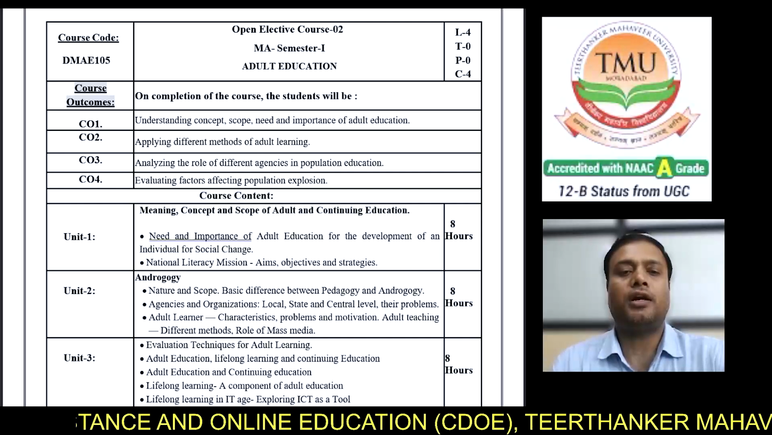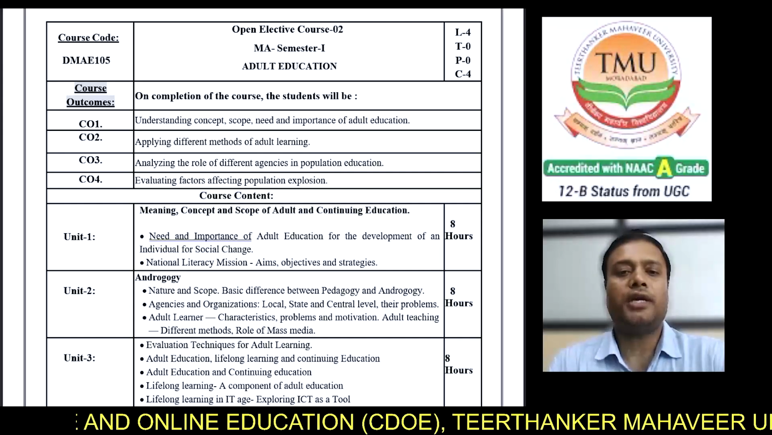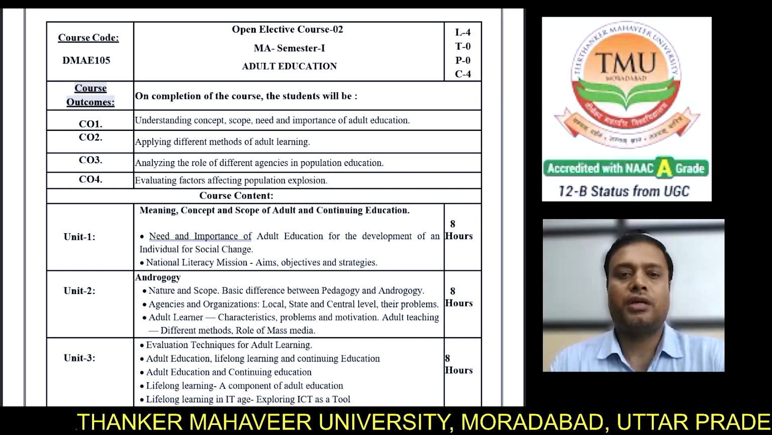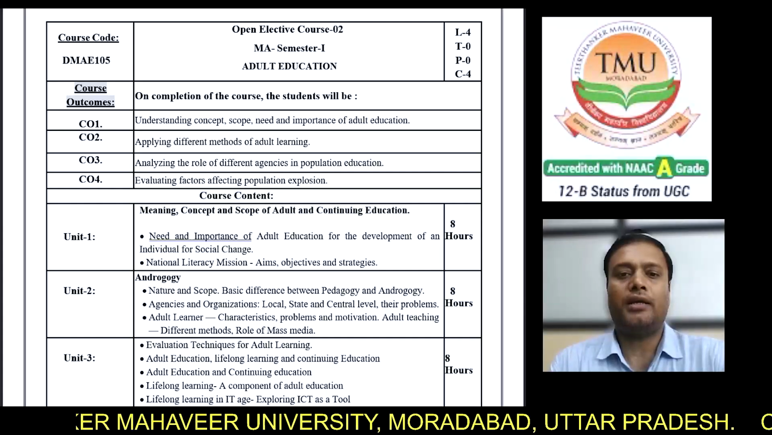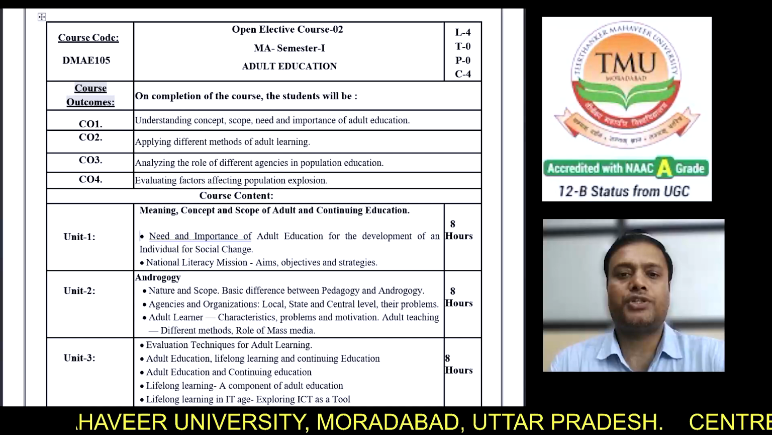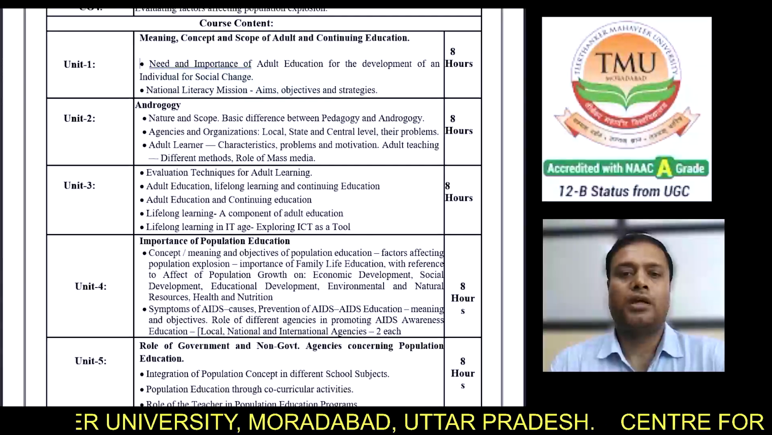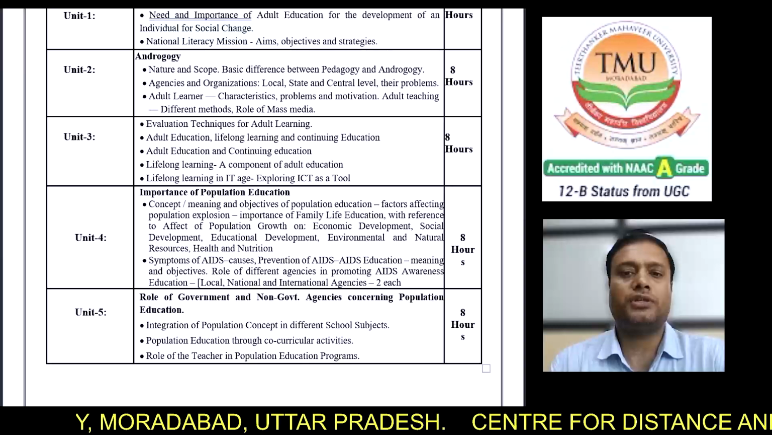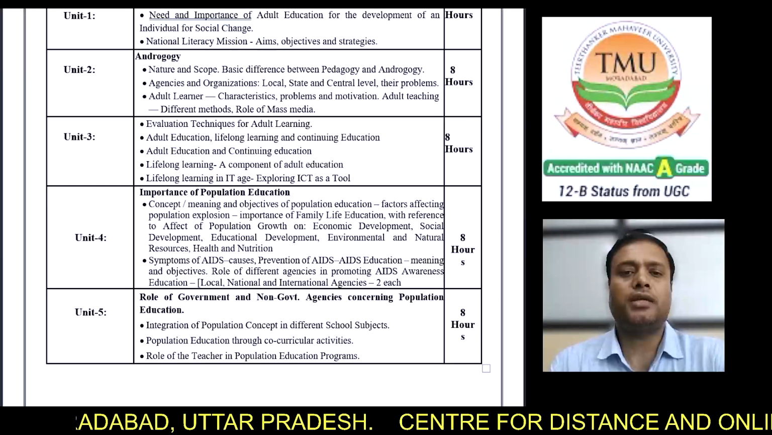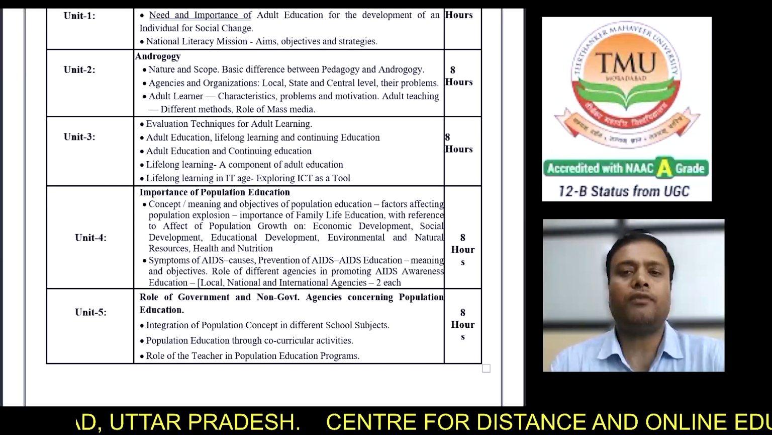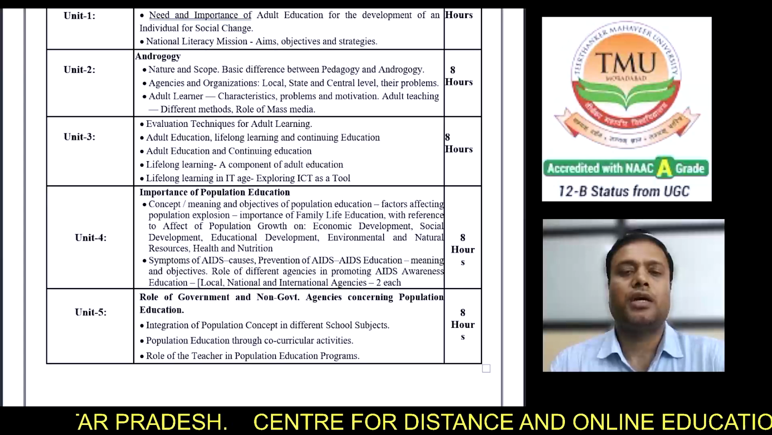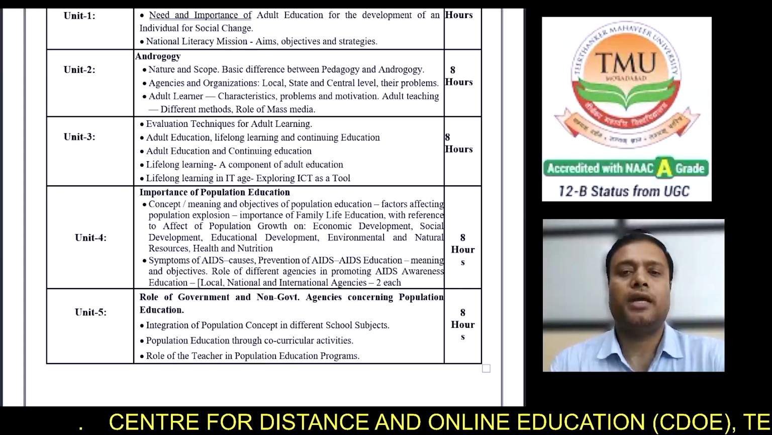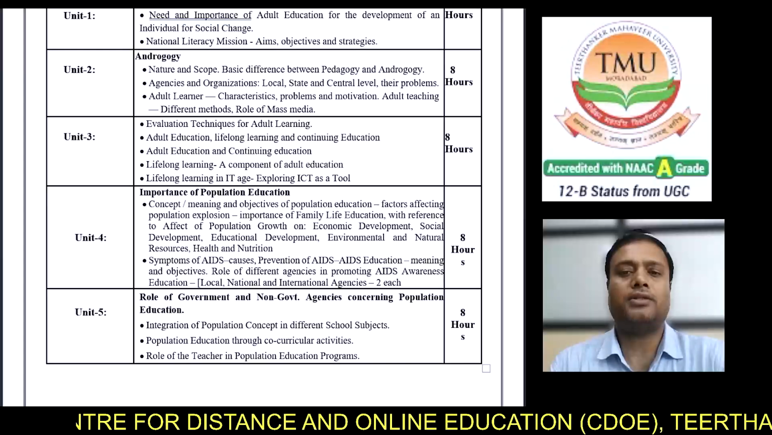The content of unit third is evaluation techniques for adult learning, adult education, lifelong learning, and continuing education. Third point is adult education and continuing education. Fourth point is lifelong learning, a component of adult education. Fifth point is lifelong learning in ITAs, exploring ICT as a tool.